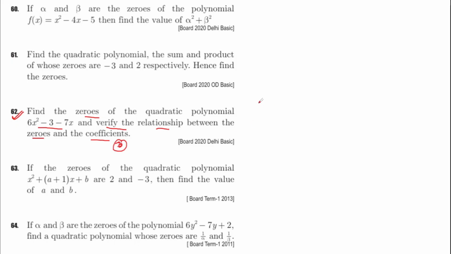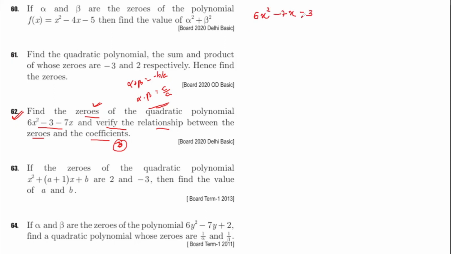So all of you pay attention here. At first, what we have to do is find the zeros, and after that we have to verify the relationship. We have two relationships: alpha plus beta is minus b by a, and the other is alpha into beta is c by a. Whether you are getting the right relationship or not, you have to check it. Okay. So the polynomial is 6x square minus 7x minus 3.